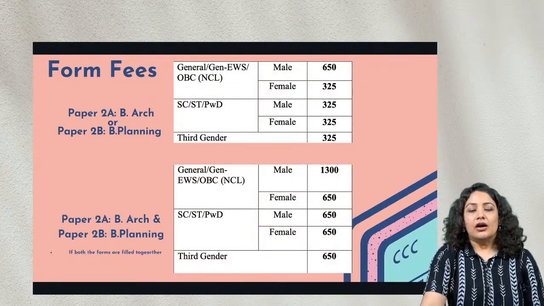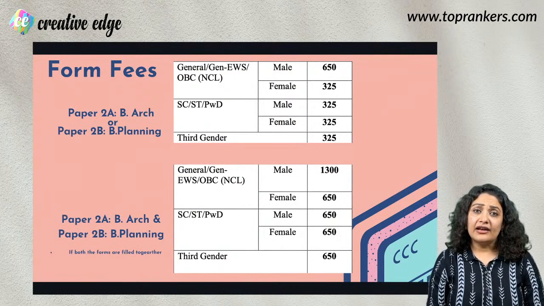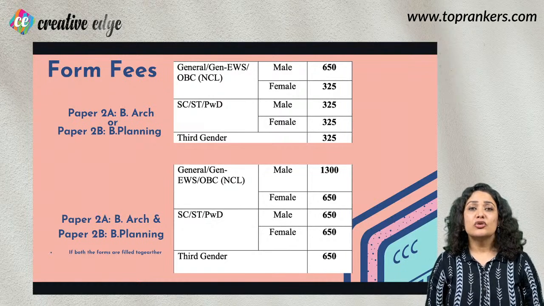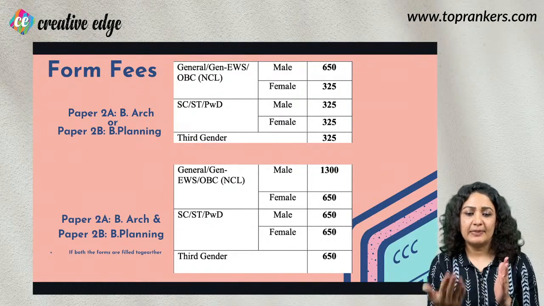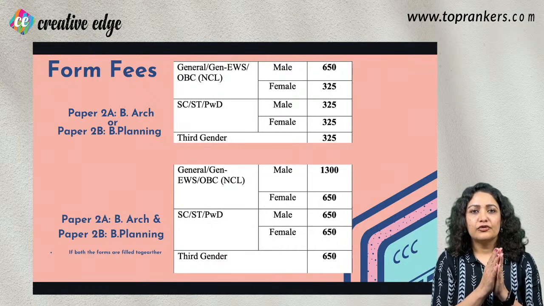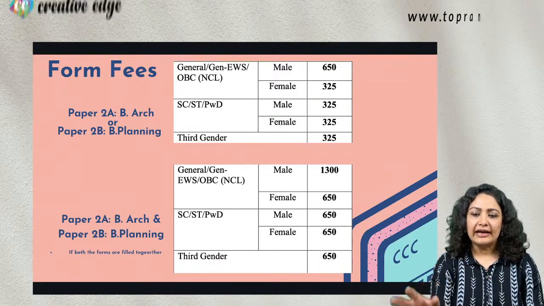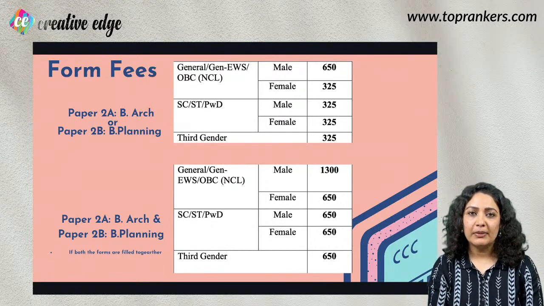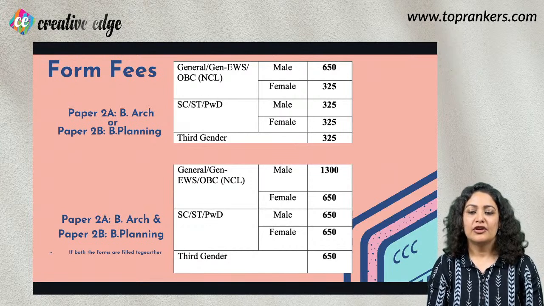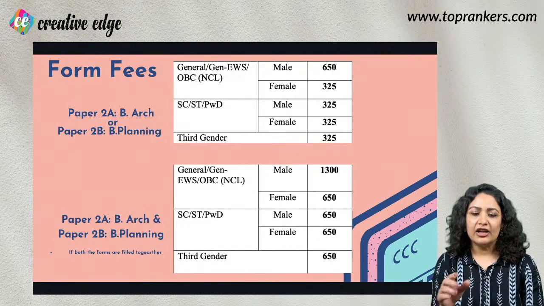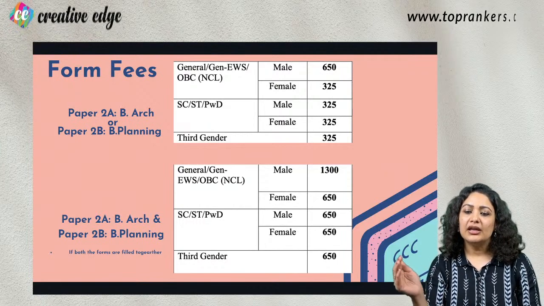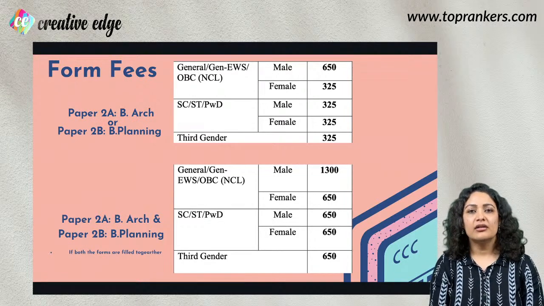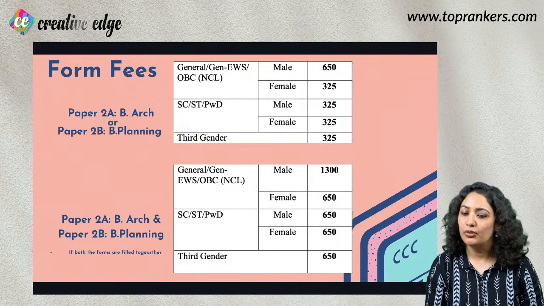We will also have to see the fee structure, the registration fee for these examinations. The criteria are different, so let me explain it to you. If you are applying for the B.Arch paper, for male general, 650 rupees is the fee for the form. If it is for a female, 325 rupees is the form fee. If it is the category of SC, ST, PWD, then male is 325 rupees, female also 325 rupees. Third gender would also require to deposit 325 rupees.